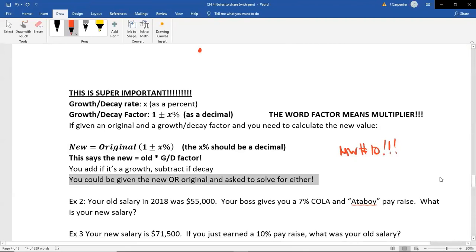All right, so let's try this out. Your old salary in 2018 was $55,000. Not too bad. Nothing crazy in this world, but you're definitely able to afford your house and everything, unless you just have extravagant taste. Then your boss gives you a 7% COLA, not Pepsi Cola or Coca-Cola, not a soda. That means cost of living adjustment. COLA has everything to do with inflation.